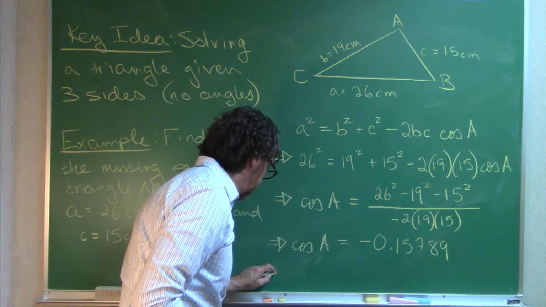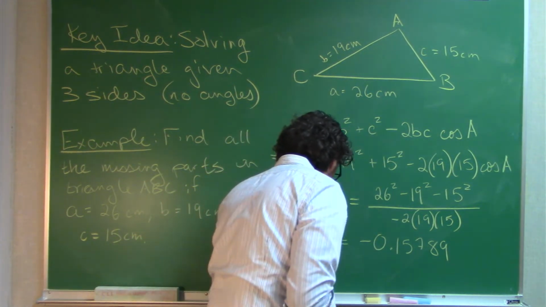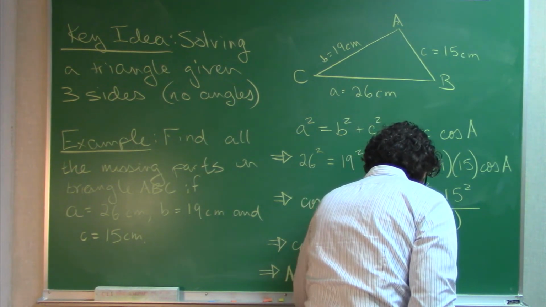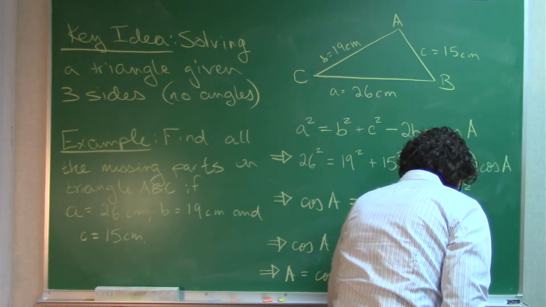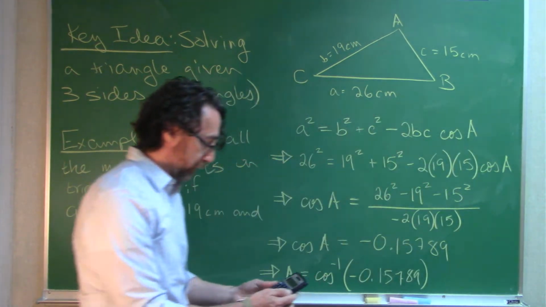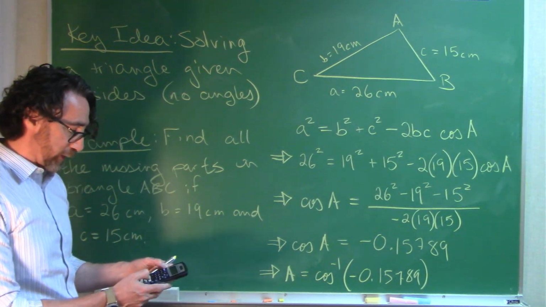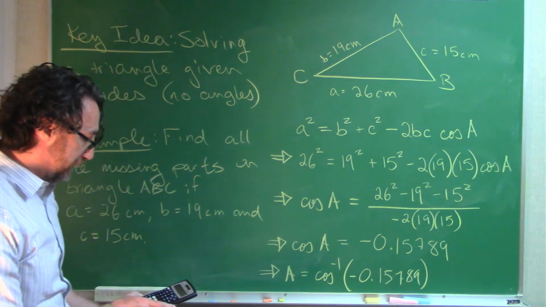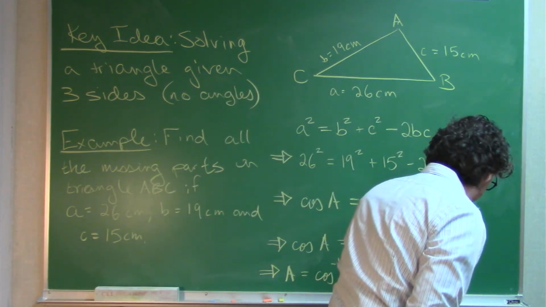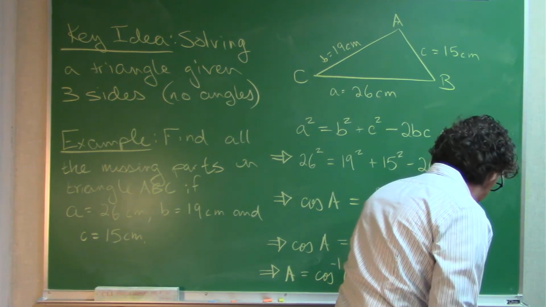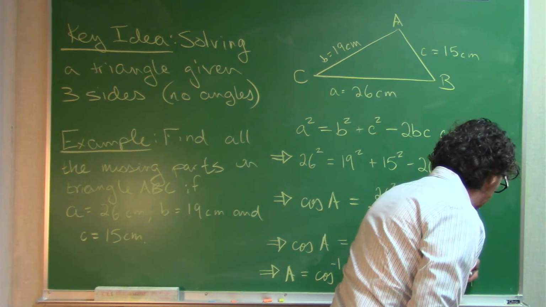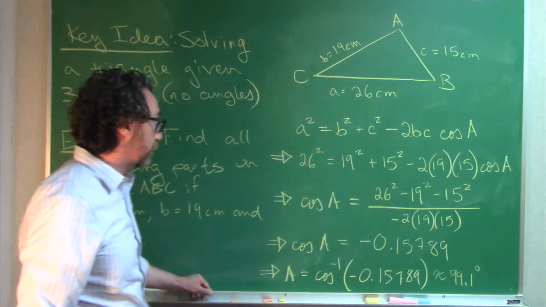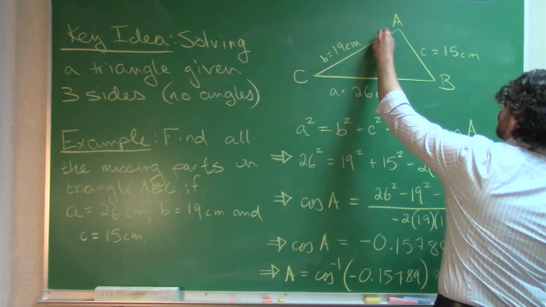Now I can get angle A by doing cosine inverse of negative 0.15789. Okay, so let me do that. Cosine inverse of the answer you just gave me. Okay, I'm getting 99.1, and my calculator is in degree mode. So angle A is approximately 99.1 degrees. Let me use the convention that I've done before.